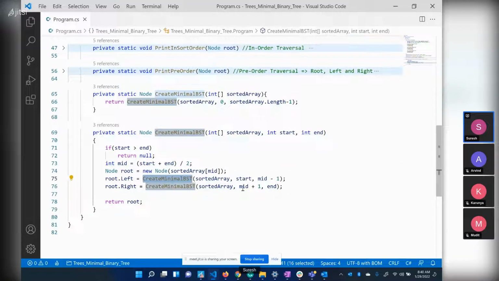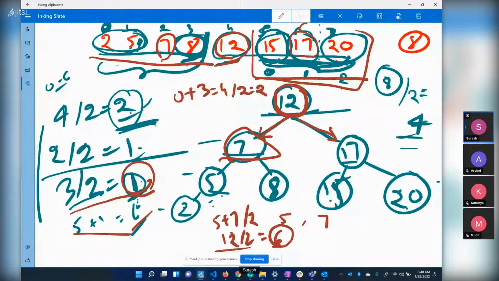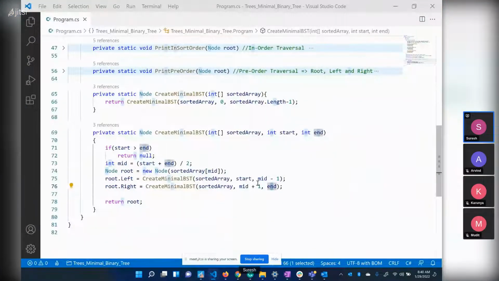Now what we need to do, start, mid minus 1. We already know mid value. Here is the mid minus 1. This is the subarray for the left side recursion, and mid plus 1 to end, that is the subarray. Even though we are sending the whole array all the time, don't consider that, just consider from this to this. This is the start and this is the end. For the left side, start is start but end is mid minus 1.